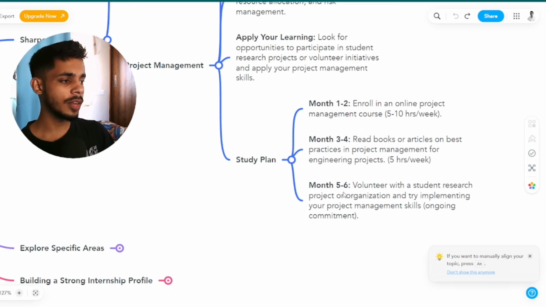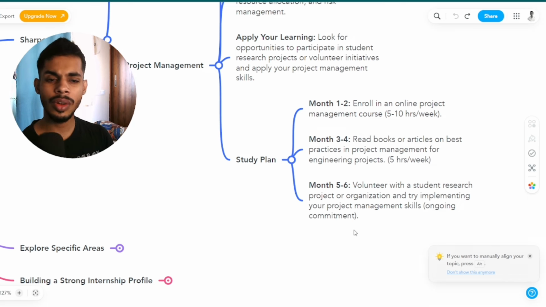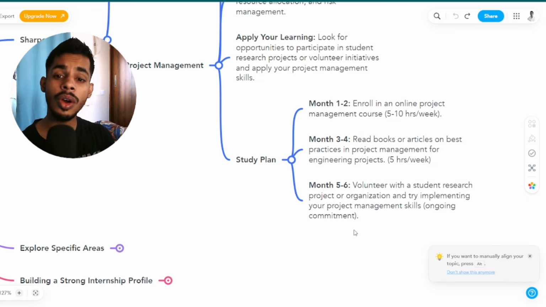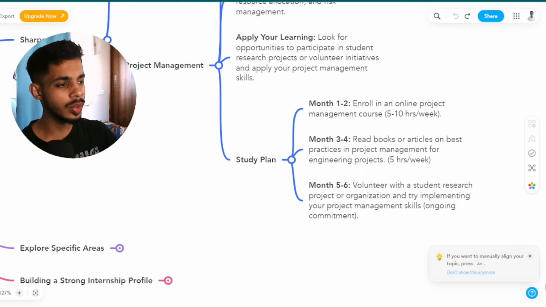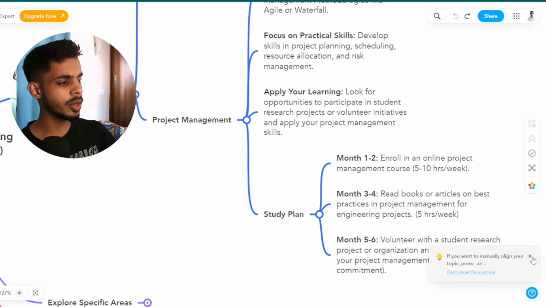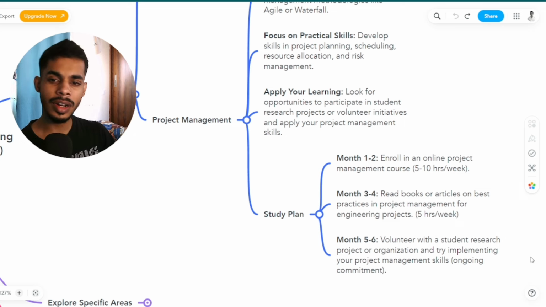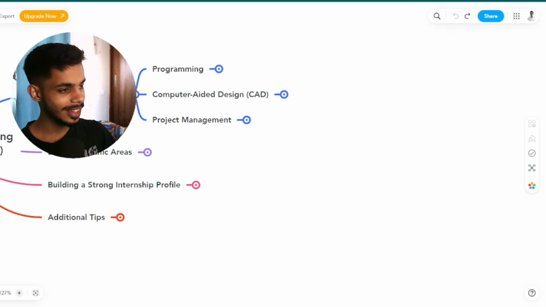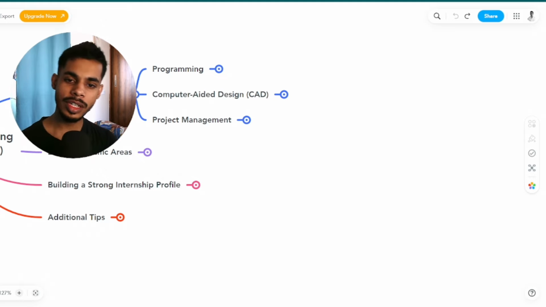In the fifth and sixth month, you will have to volunteer, do internships basically, or apply your project management skills on an ongoing commitment that you may have, which can be your own project, the final year project that you are doing with your friends maybe. You can take the initiative to lead that project and use your project management skills to make sure that you are running on time and you finish your project by the deadline. Cool. So that's how we are focusing to sharpen our skills.